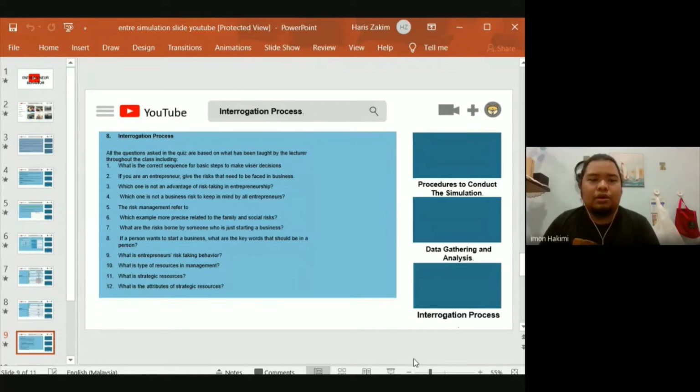Number 10, what is the type of resources in management? Number 11, what is the strategic resource? And the last question is, what is the attribute of strategic resources?